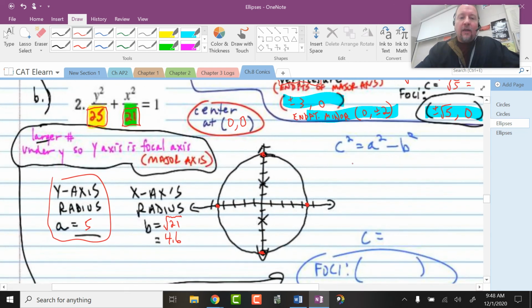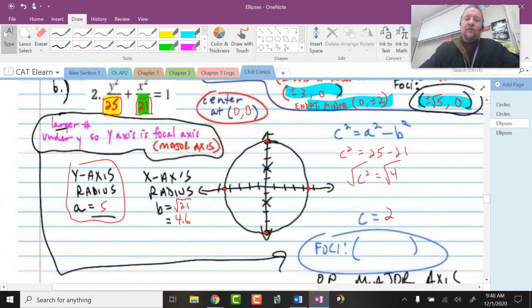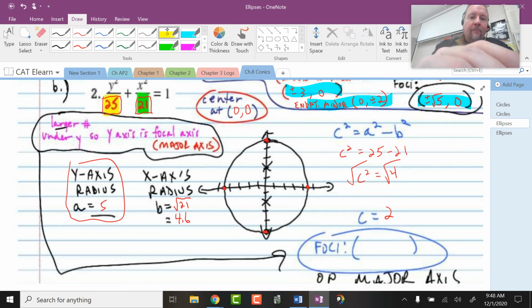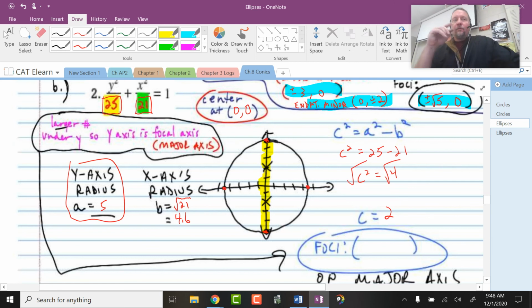So then we should know, okay, I got to find the foci is really the next important thing. 25 minus 21. Well, this is nice. C squared equals 4, square root, and I get a nice number of 2. But here's the thing. The major axis now goes up and down. So the foci must be on the major axis. So that's where the tacks are. They're up, down, not right, left.